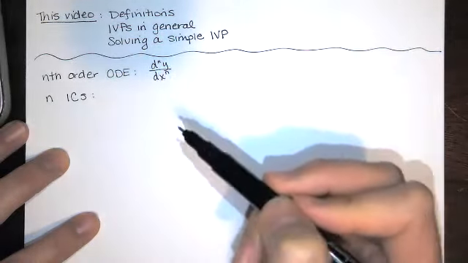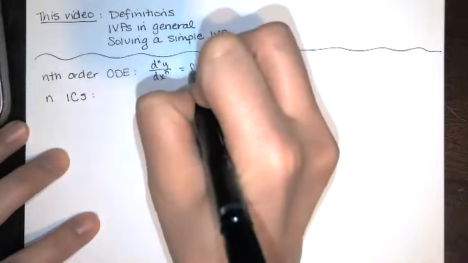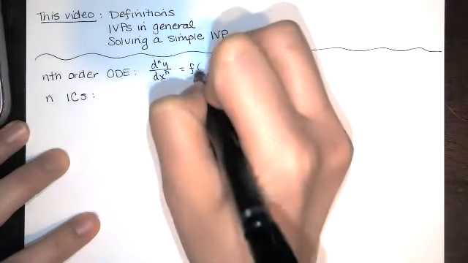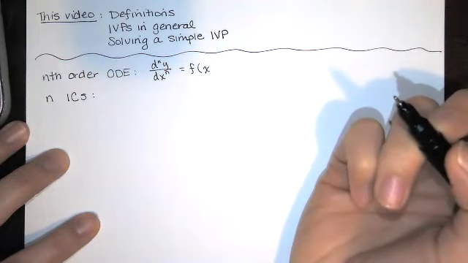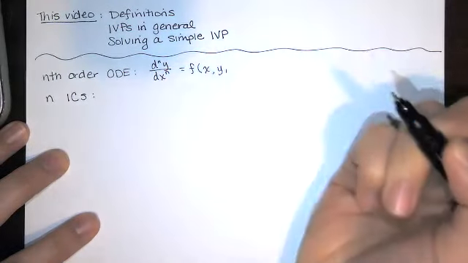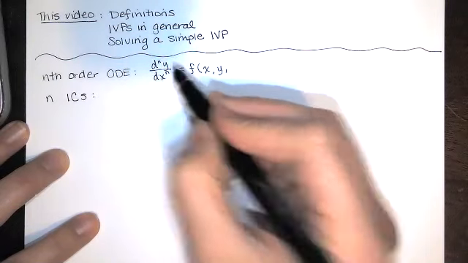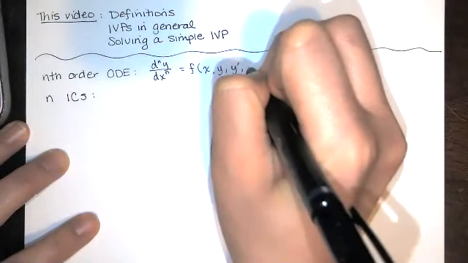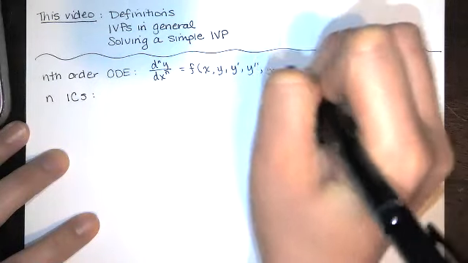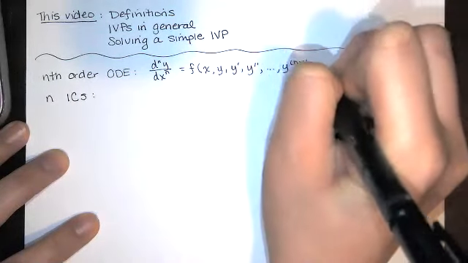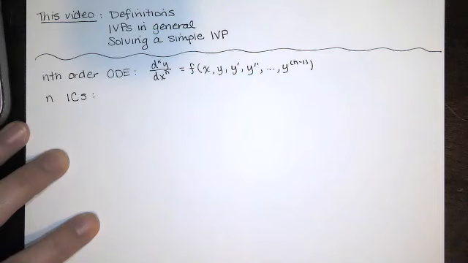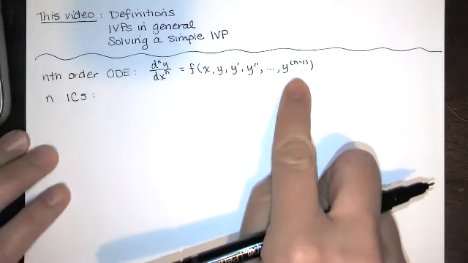So we've got the nth derivative of y with respect to x equals some function of everything else. It would be a function of the independent variable, the dependent variable, and then all of the derivatives except this one. So it might be a function of y prime and y double prime, all the way up to the n-1th derivative of y. That's an nth order differential equation.